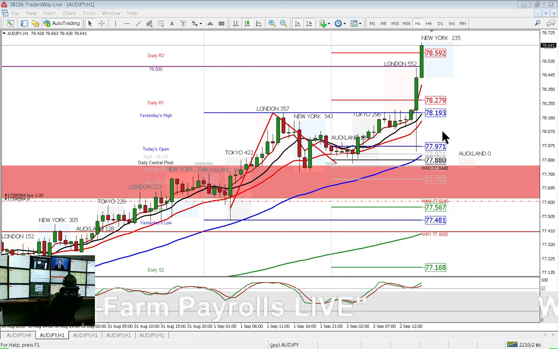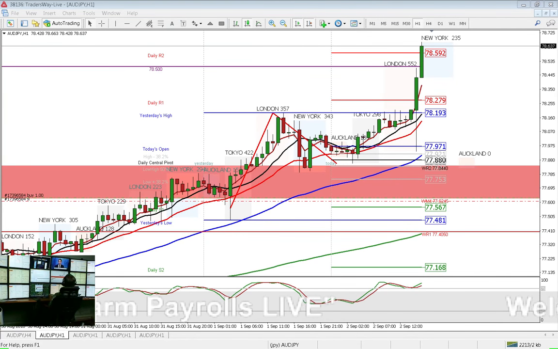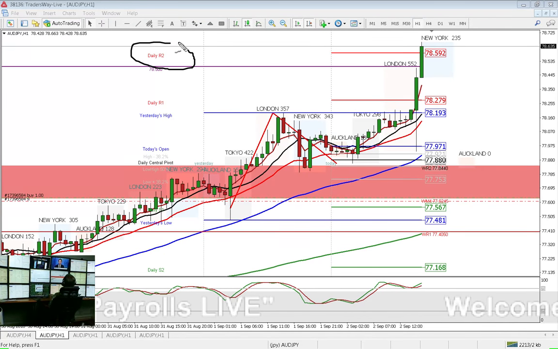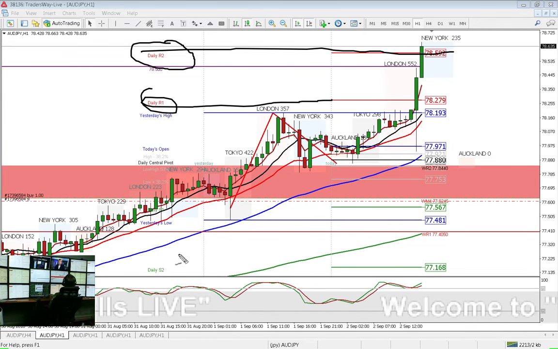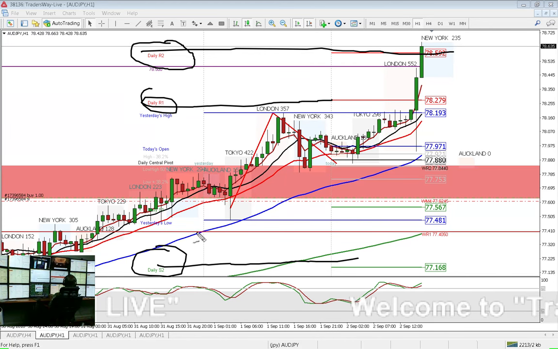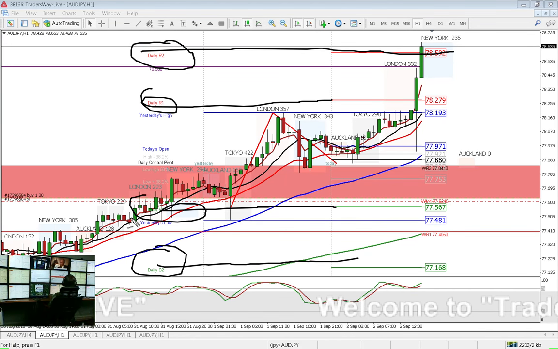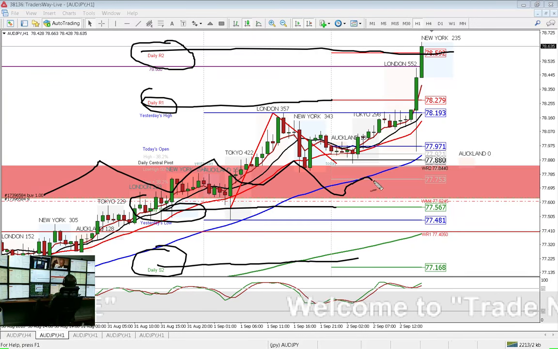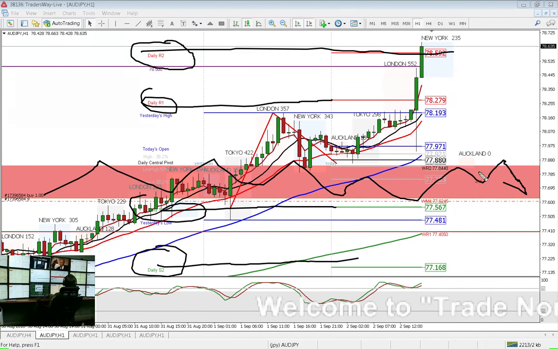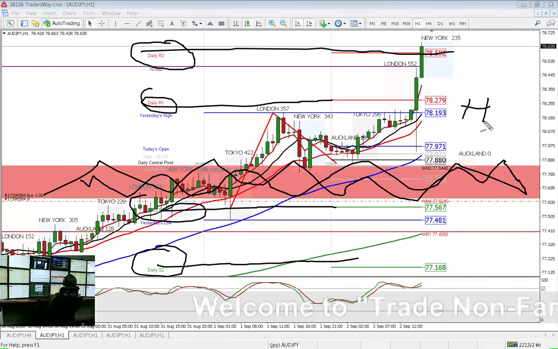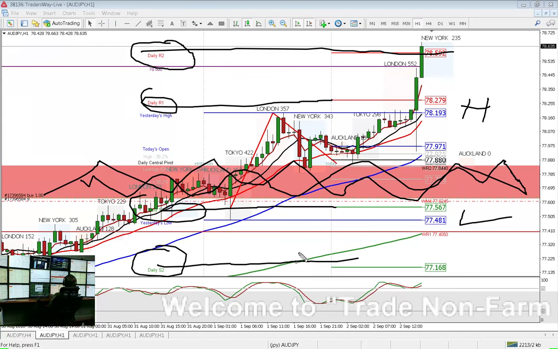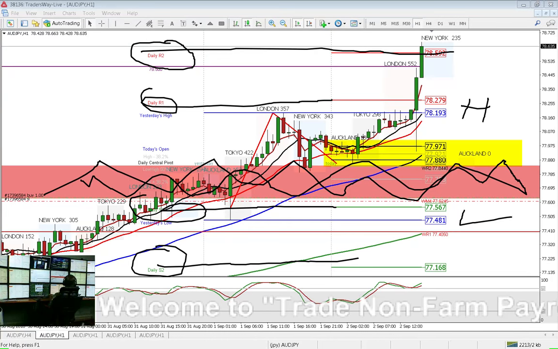Okay, right here what you're looking at is daily and weekly pivots. Okay, daily R2, daily R1, daily support 2, daily support 1, okay? Monthly pivots, okay? I'm looking at yesterday's high. I'm looking at yesterday's low. I'm looking at the sweet spot Fibonacci area, okay?